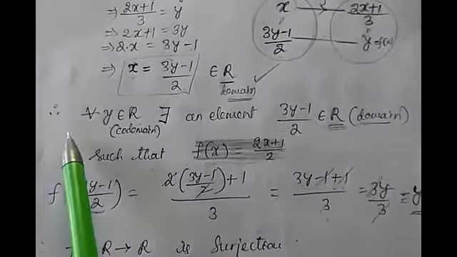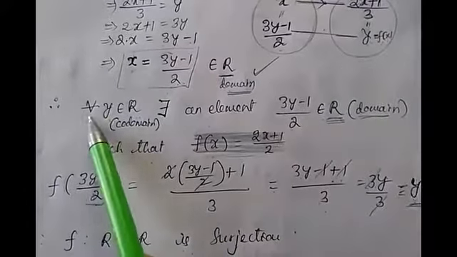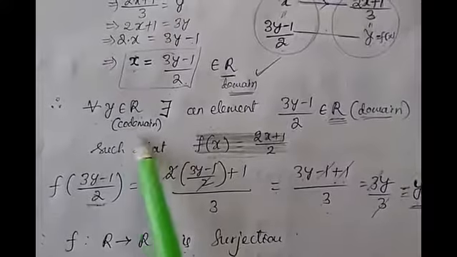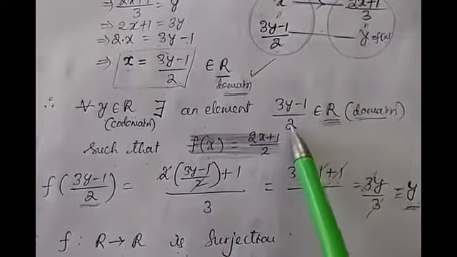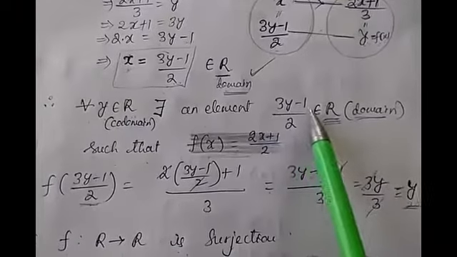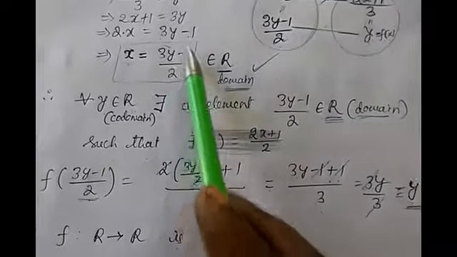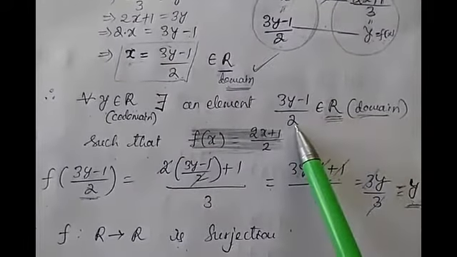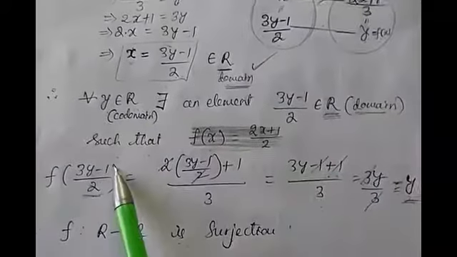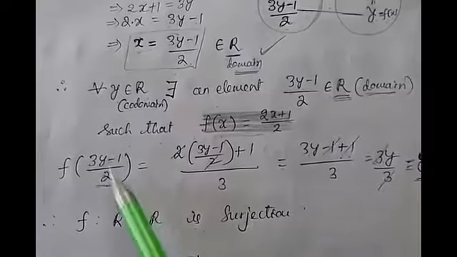Therefore, we can write like this by the definition of surjection. For every element in codomain, that means for every y belongs to R, which is the codomain set, there exists an element (3y minus 1)/2, which belongs to R, which is the domain set. X in terms of y, right, here (3y minus 1)/2 belongs to R, such that f of (3y minus 1)/2 is equal to what?